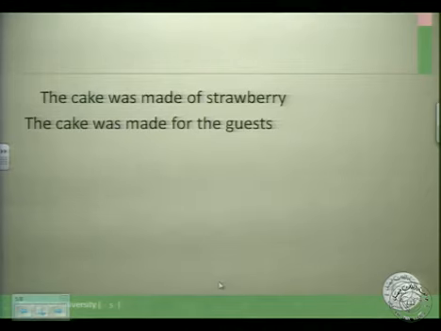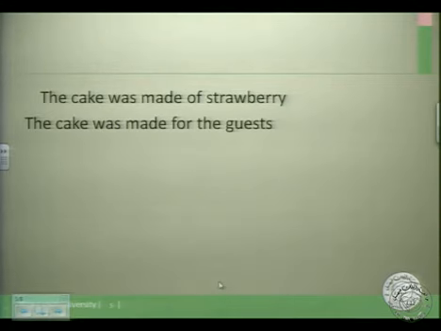Because it's already well known. The cake was made for the guests by Noha. So sometimes we don't make the full structure of the passive voice. We don't have "by blah blah blah." So you see here in this sentence we don't have "by."